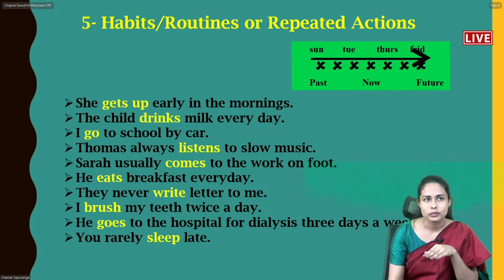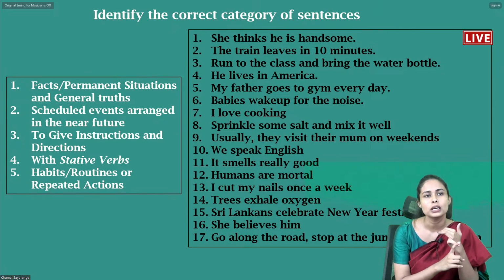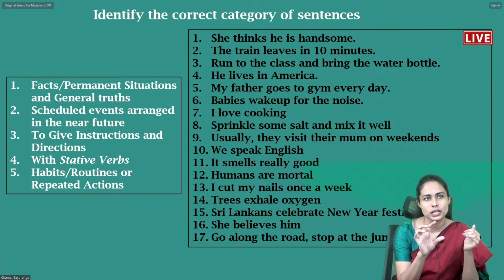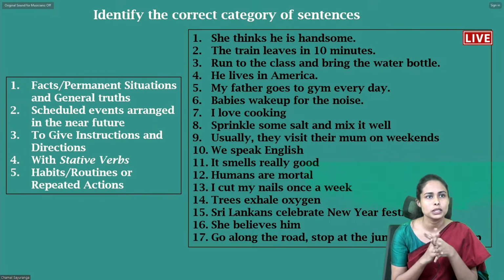Now I hope you have got an understanding about the usages of simple present tense. Just to check your understanding, let's have this quick activity. I hope you can see the screen. Identify the correct category of sentences. Here I have given 17 sentences, and on the other hand you have each specific usage of simple present tense. What are the usages? Facts, permanent situations and general truths, scheduled events arranged in the near future, to give instructions and directions, stative verbs, habits, routines or repeated actions.